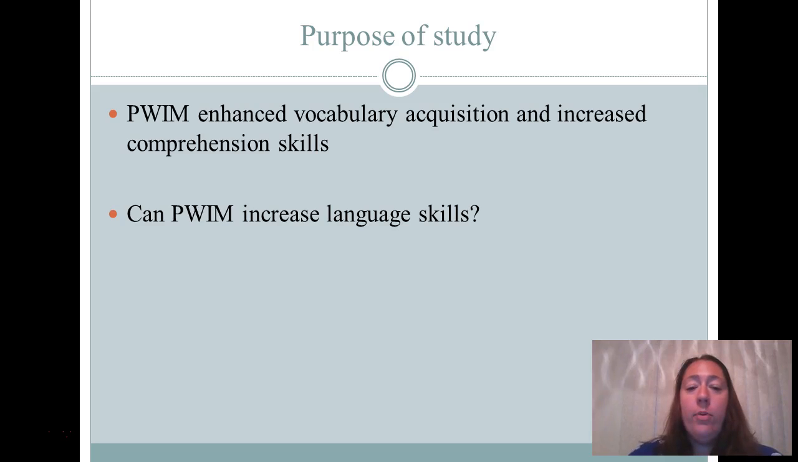As we just saw, previous research has shown that the picture word inductive model has enhanced students' vocabulary acquisition and increased elementary students' comprehension skills. However, there is a gap in research to show whether PWIM increases preschool students' receptive and expressive language skills. The purpose of this study was to determine the effects the picture word inductive model would have on receptive and expressive language skills of Head Start students.